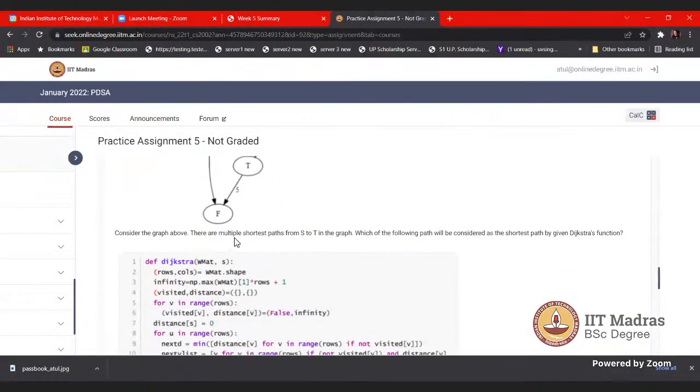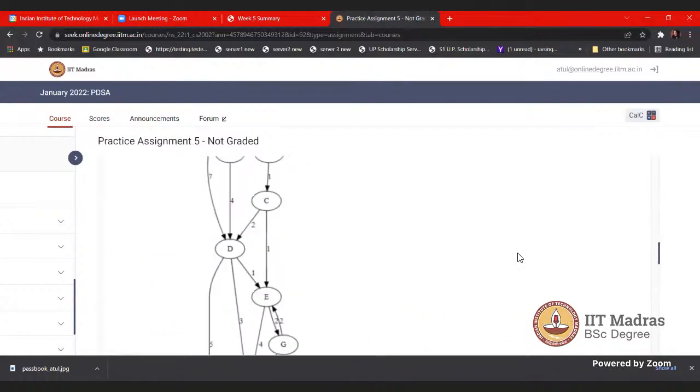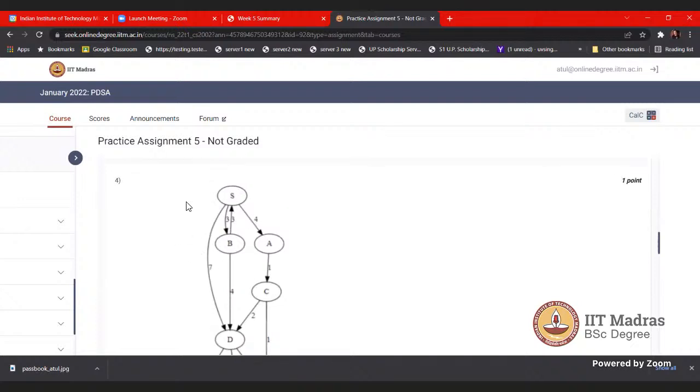So the question is similar to this. Consider the graph above. There are multiple shortest paths from S to T in the graph. Which of the following paths will be considered as the shortest path by the given algorithm? So same things we do, the process I have mentioned for the other example. We can apply the process on this example.